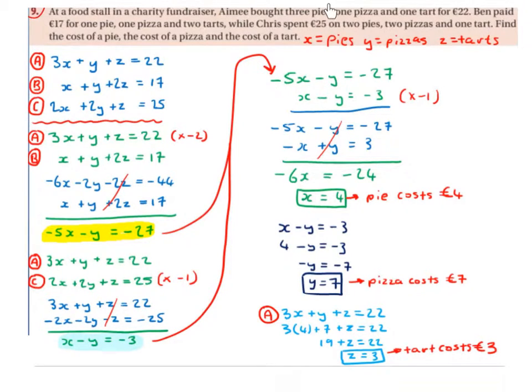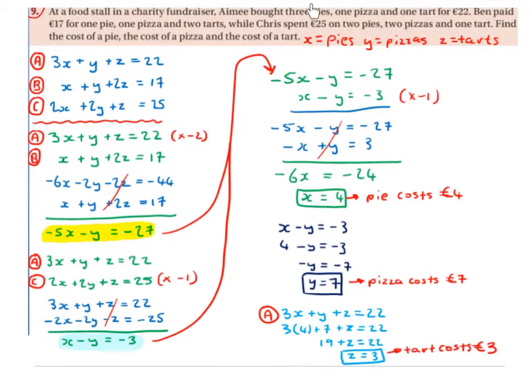So Amy bought 3 pies. So if X equals pies, then it's going to be 3X. She bought 1 pizza. So if Y equals the pizzas, then that's going to be plus Y, or plus 1Y. And 1 tart. So Z equals the tarts, so that's plus Z, or plus 1Z.